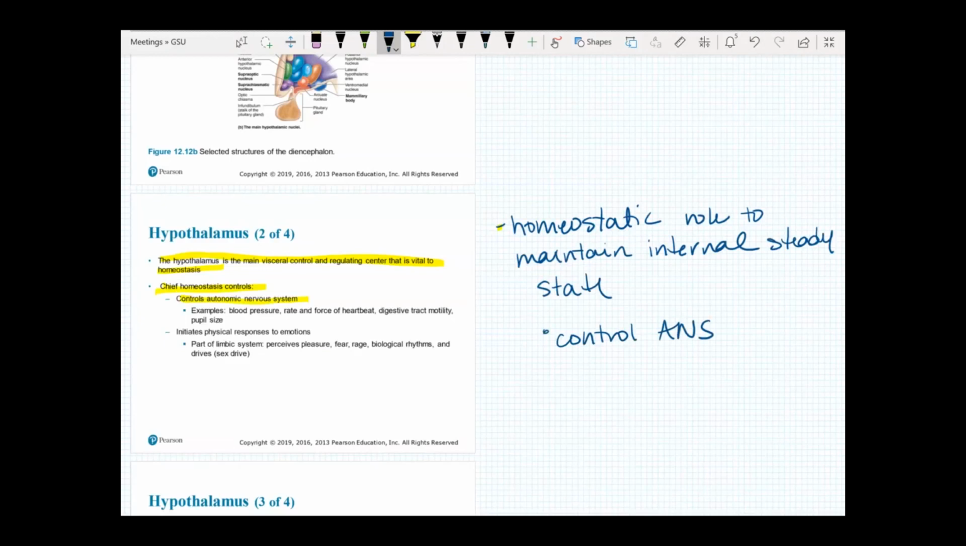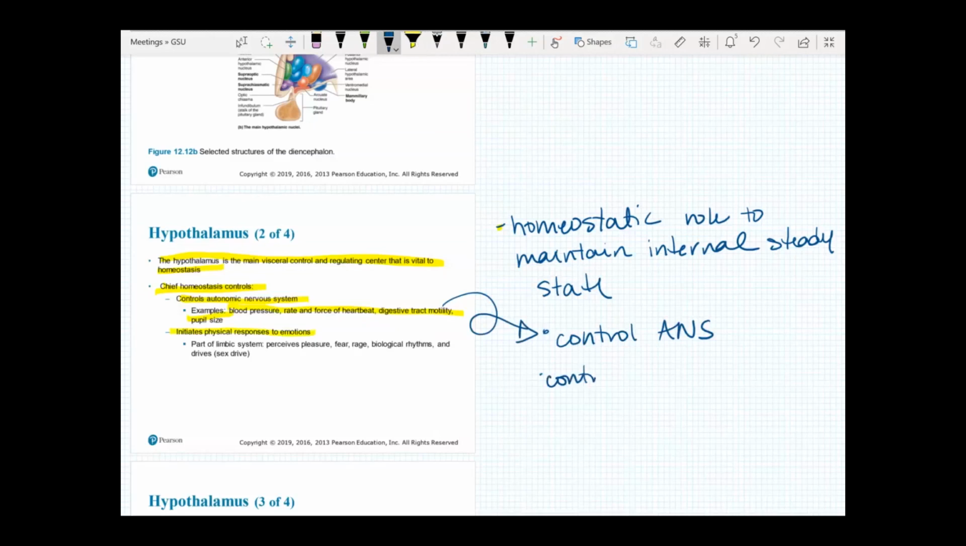But what it will do with this autonomic nervous system is regulate your blood pressure, your heart rate, your pupil size, whether or not you are digesting. So that's really important with all of the functions that your ANS can do. It's also going to initiate a physical response to any kind of emotion.